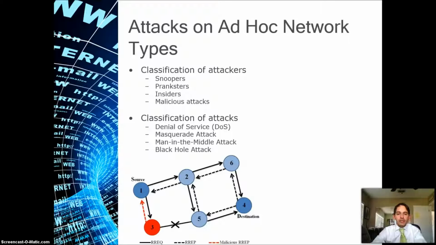The type of attacks these attackers can create are denial of service, masquerade attack, man-in-the-middle attack, and even black hole attacks. But it does not stop there. There are so many potential attacks, and if a network system like this does hit the market, many new attacks would be also hitting the market daily.